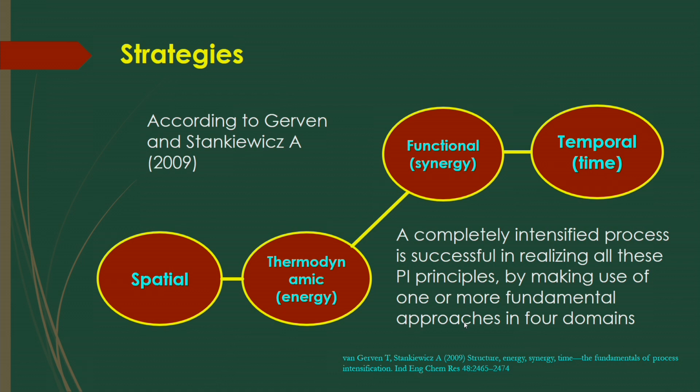Now, according to Garvin and Stankiewicz, 2009, they said that the process intensification strategy should be in four ways. Some should be spatial, that means less space should be used, so a macro to micro plant should be developed, and their thermodynamic condition should be considered, that means less energy to be consumed.